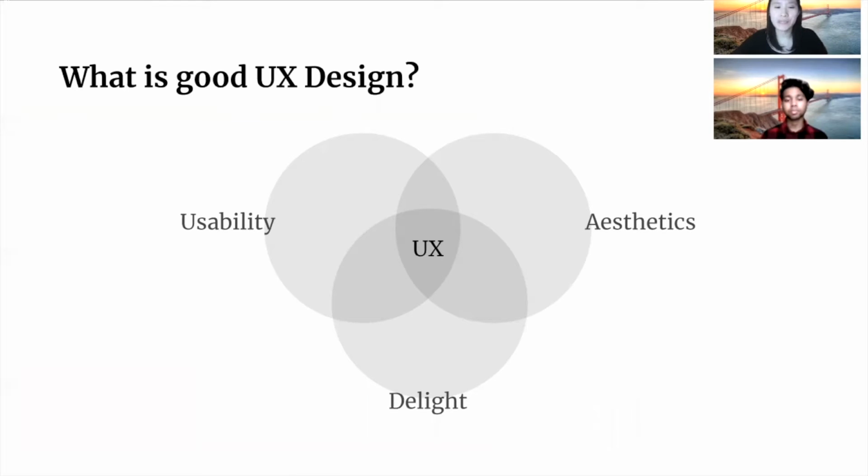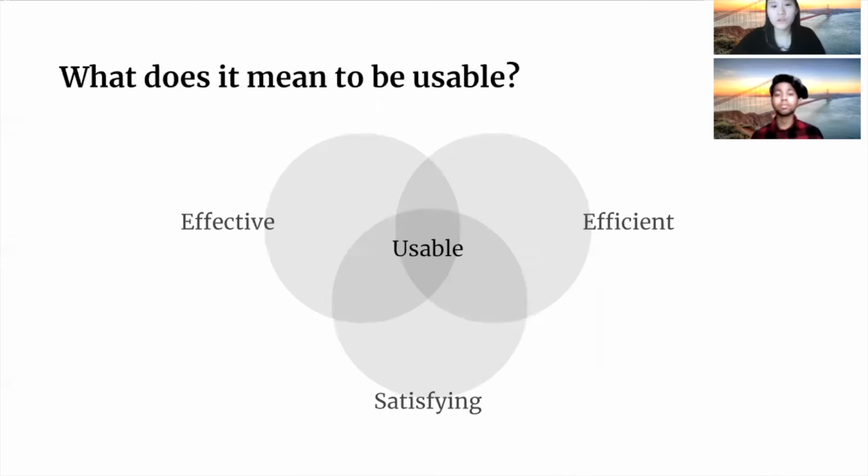Good UX design is first usable. And what does it mean to be usable? To be usable means that you're effective. And to be effective means that you get the job done.